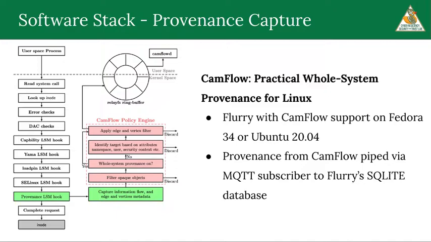And that information is piped via an MQTT subscriber to Flurry's SQLite database. So Flurry is a subscriber to that pipeline, and Flurry's graph generation software has a component which filters that and is able to parse it.